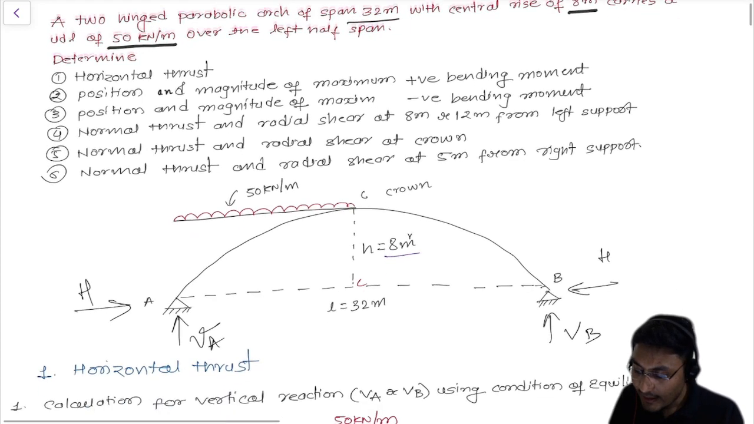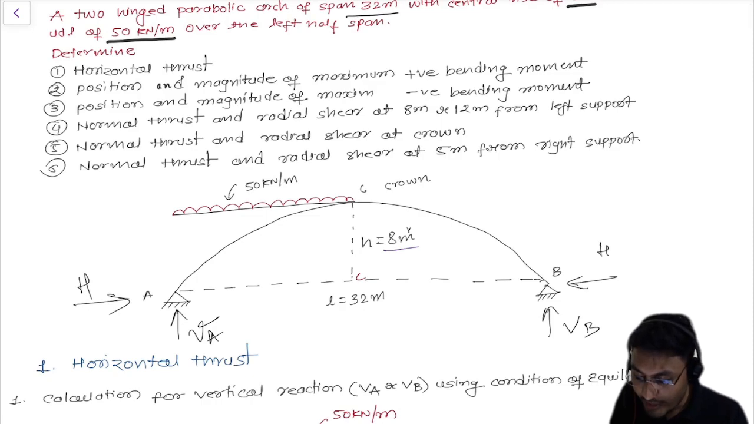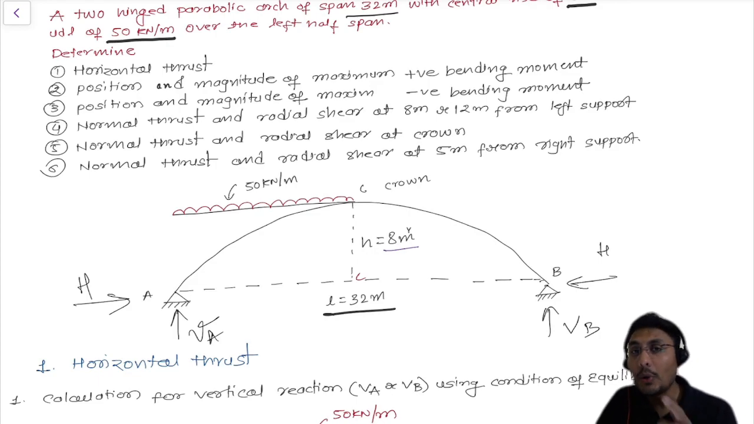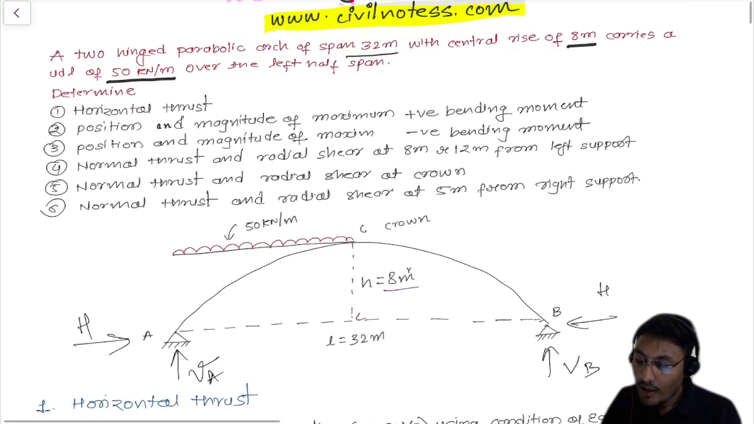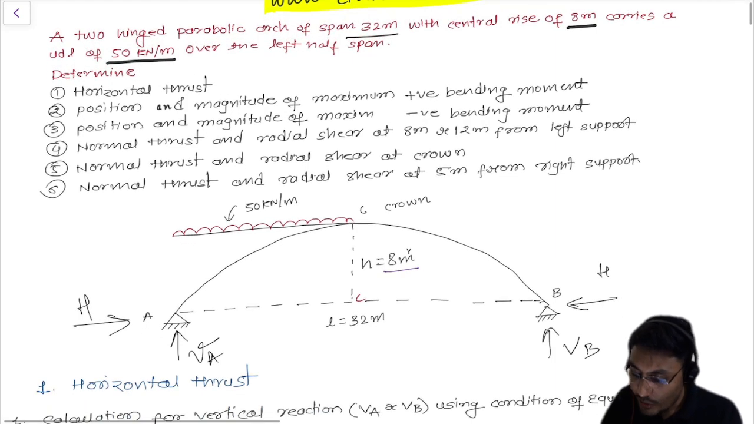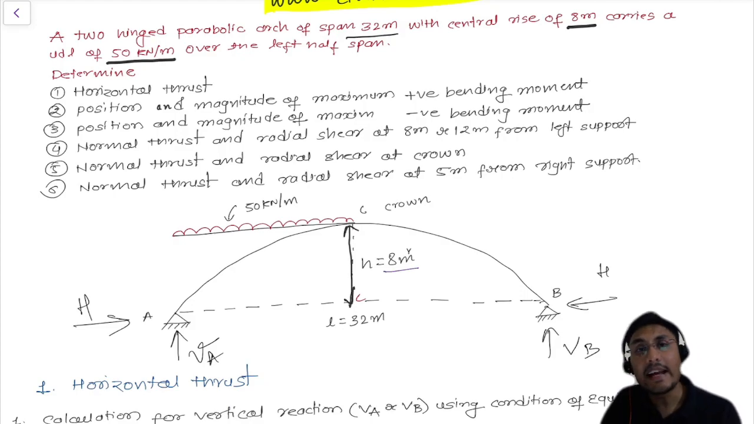So you can see this diagram. Two hinges: this is hinge number 1, this is hinge number 2. So these are the 2 hinges, having a distance of how much? 32 meter. So 32 meter is the length between the two supports, so this is the span length we can say. With a central rise of 8 meter, what does it mean? It means that you have a height of small h as 8 meter. So this is the central rise you have right now.